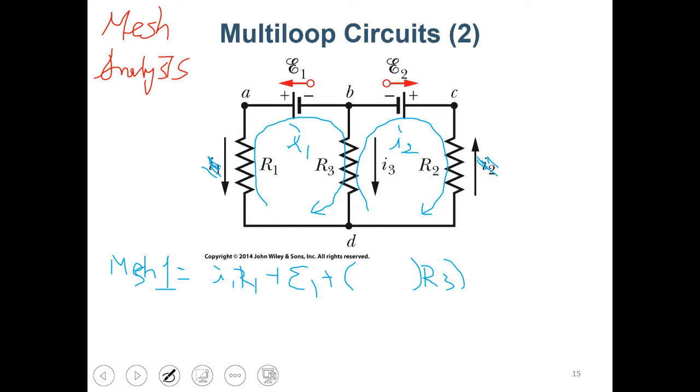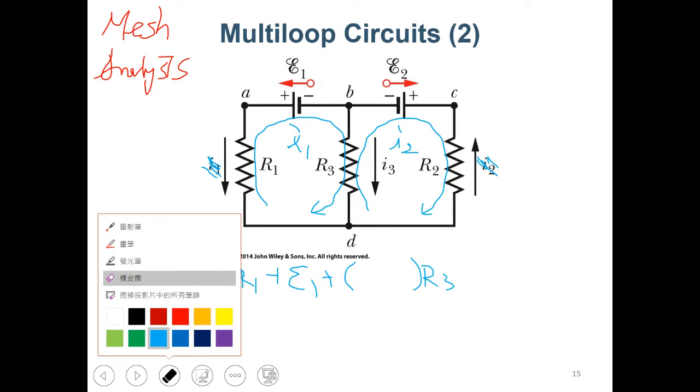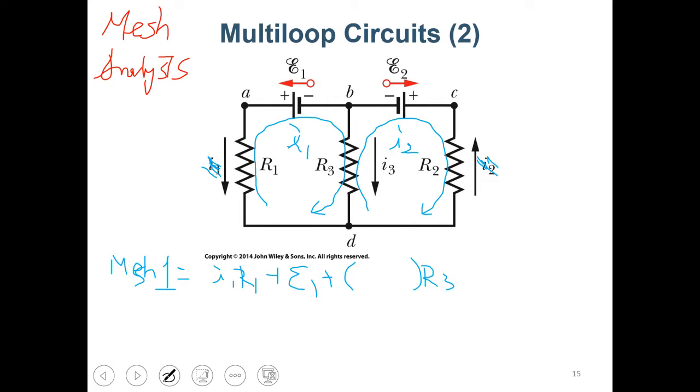So for R3, this is a little bit tricky. It is influenced by both I1 and I2. So we have I1 minus I2. I1 in this direction, so that I1 R3 is the voltage drop. So it is positive for voltage drop, and then I2 going from this way to that way. From the point of view of I2, this is high, this is low. So we should minus I2 in this case.